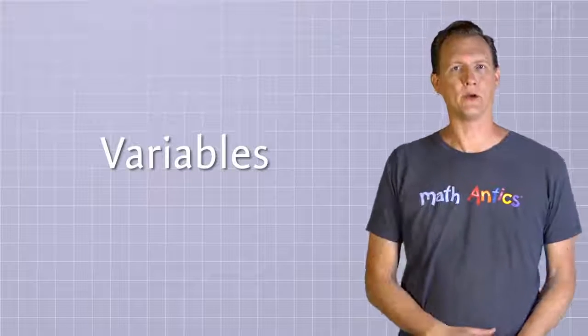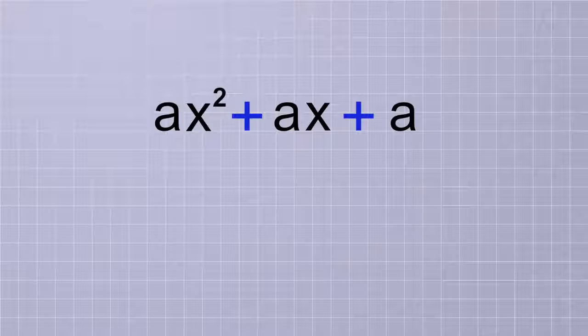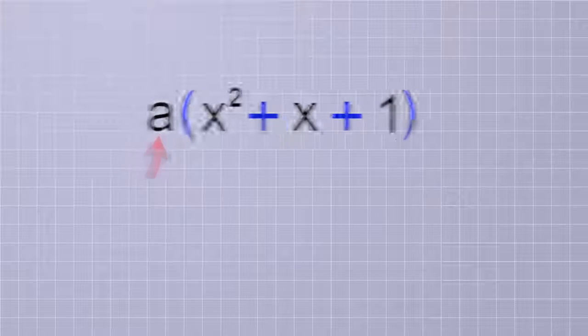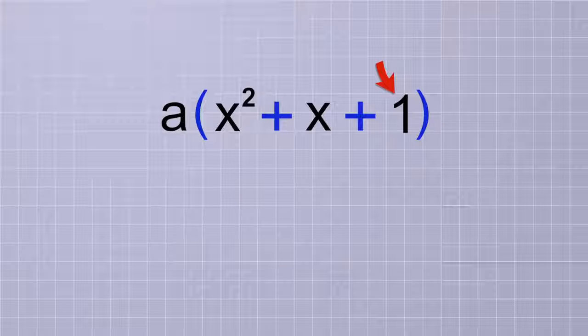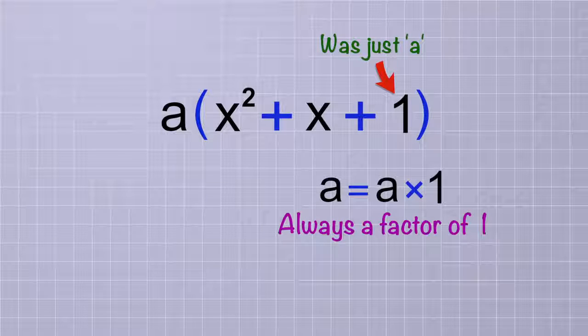What if we have the polynomial ax squared plus ax plus a? Each of these terms has the common factor a. So you could undistribute or factor out the a. Notice that when we do that to the last term, which was just a, that term becomes a 1, because there's always a factor of 1 being multiplied by any term.